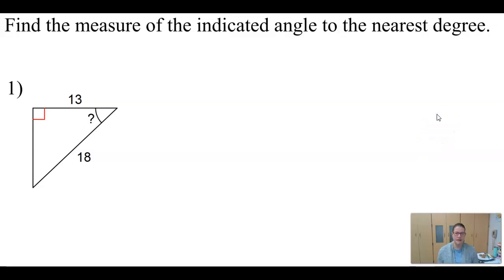Hi guys, today in this video we are going to learn to find missing angles in a right triangle. We're going to still be using sine, cosine, and tangent. So let's remind ourselves we have SOHCAHTOA. Sine is opposite over hypotenuse, cosine is adjacent over hypotenuse, and tangent, TOA, is opposite over adjacent.